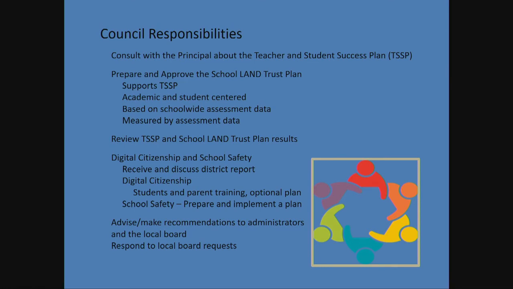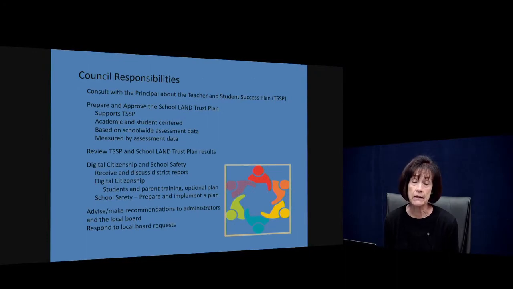The legislature in the most recent legislative session created a new act called the Teacher and Student Success Act. And in that act, the principal is required to prepare a plan. It's the overarching improvement plan of the school and replaces the school improvement plan. In the past, councils were responsible for the school improvement plan, and now the principal is responsible for the teacher and student success plan. Councils provide input to the principal as they prepare that plan, and then the School Land Trust Plan continues to support the TSSP.